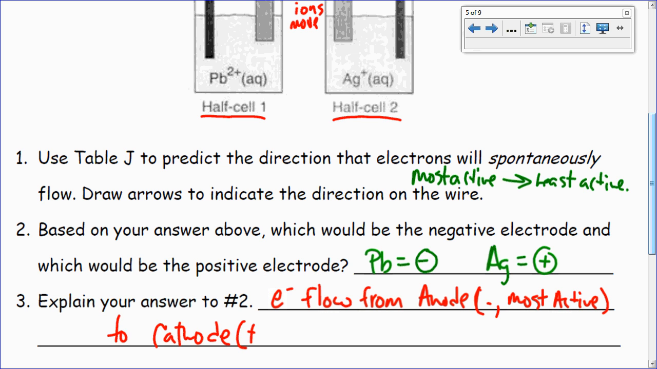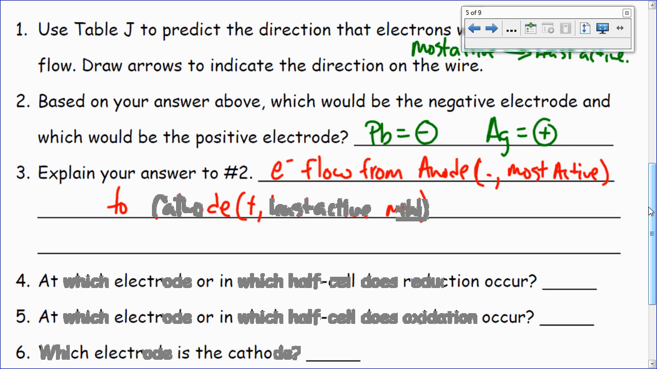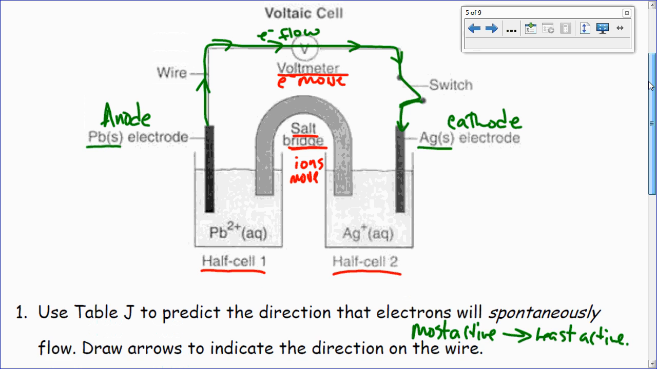That is positively charged and least active metal. That's your explanation for why one is charged and the other is not. At which electrode or in which half cell does reduction occur? So reduction is gaining of electrons.